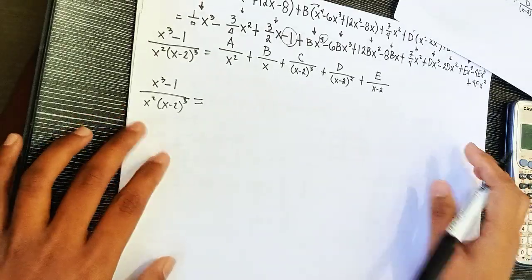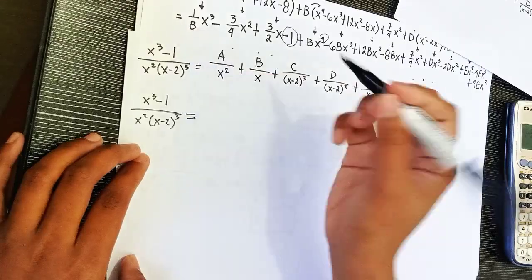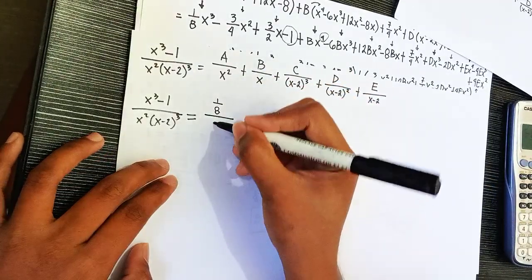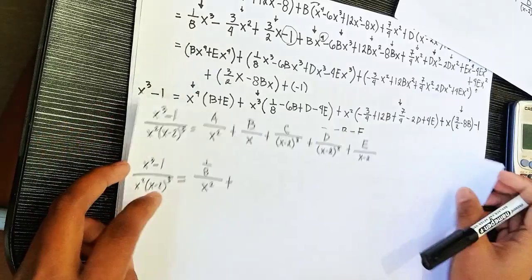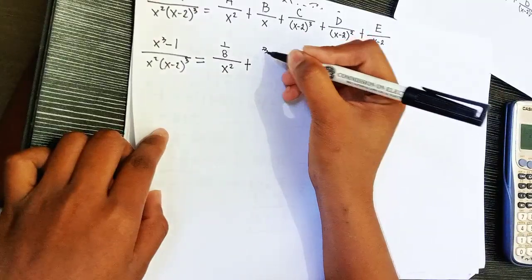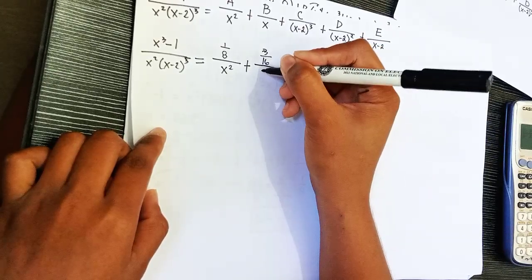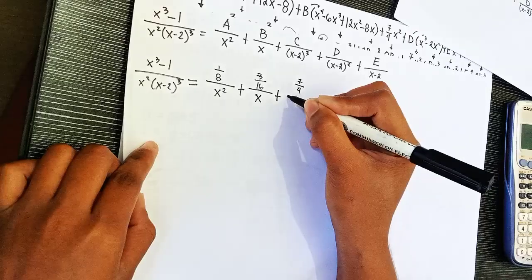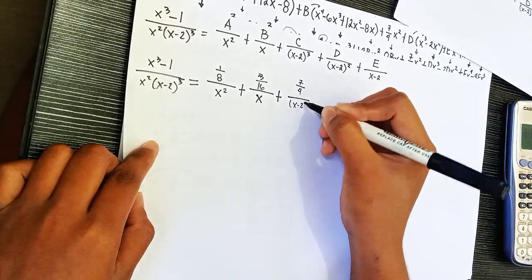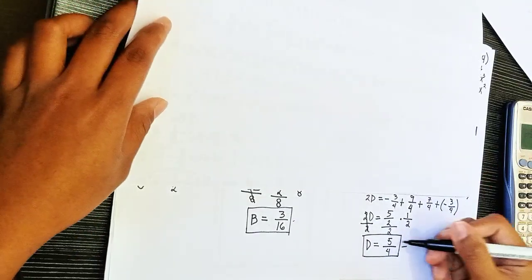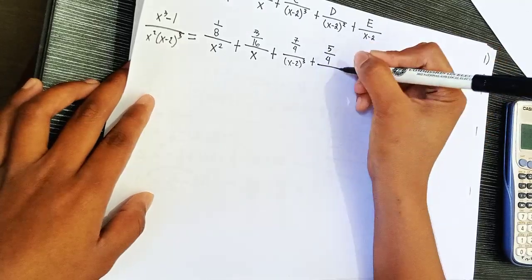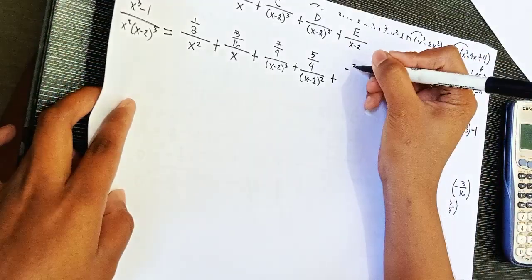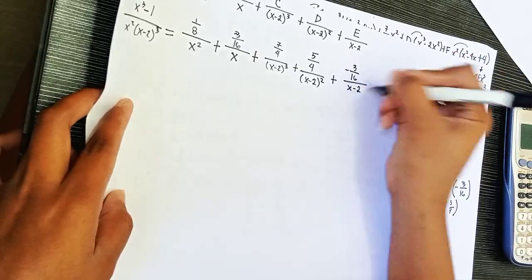The value we got earlier for A is 1/8. So, 1/8 over, just copy whatever is in the denominator, x squared, plus the value of B, 3 over 16 over, copy the denominator, x, plus the value of C, 7 over 4 over, copy, x minus 2 raised to 3, plus the value of D, which is 5 over 4 over, copy the denominator, x minus 2 squared, plus the value of our E, negative 3 over 16 over, copy, x minus 2.